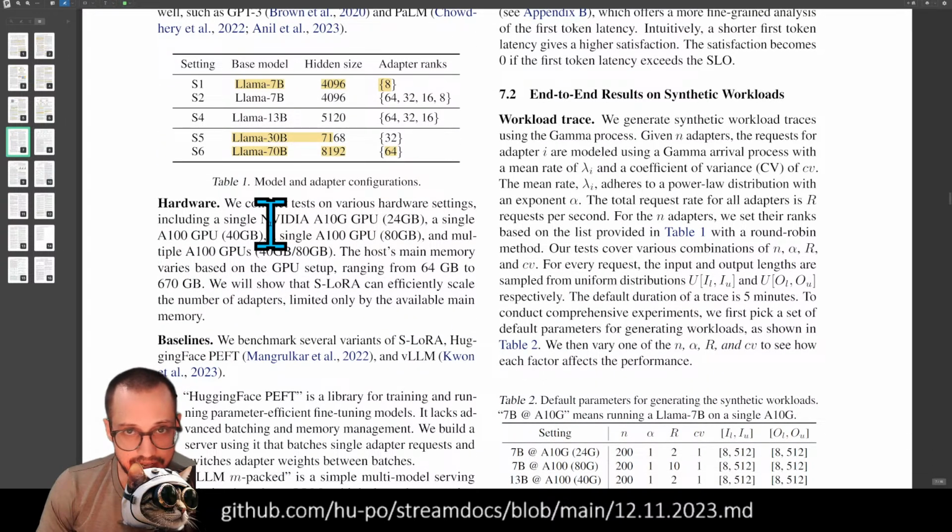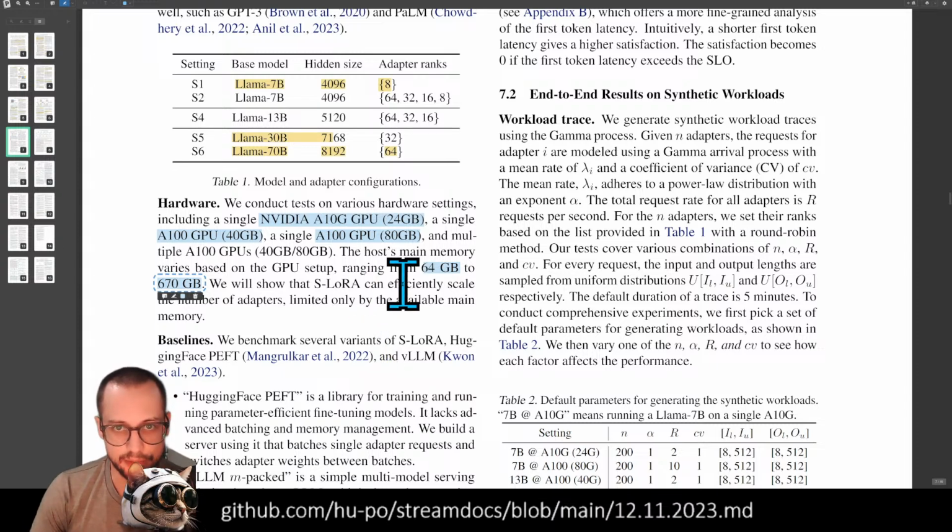They try this on a couple of different GPUs: an NVIDIA A10 with 24 gigs, an A100 with 40 gigs, and the fancier A100. There are A100s that have 40, and then there are these big boy A100s that have 80. Host memory ranges from 64 gigabytes, which is what you would expect in a home setup, to 670 gigabytes, which I don't think any of you have at home. We will show that S-LoRA can efficiently scale, limited only by the available memory.